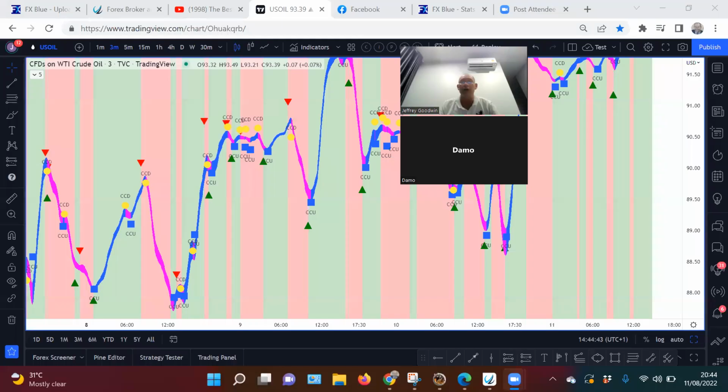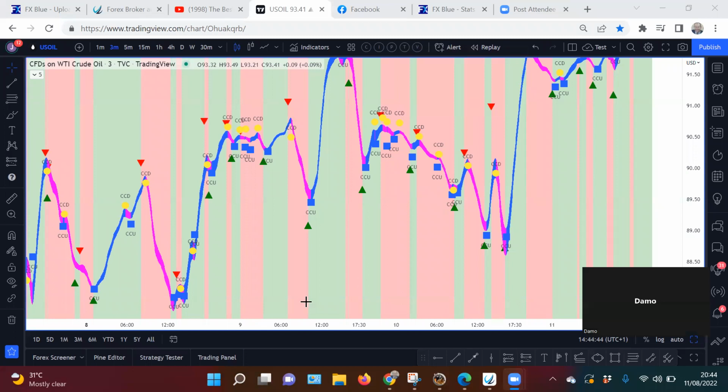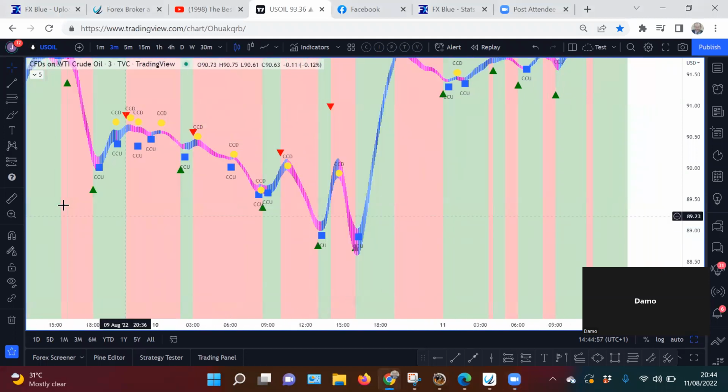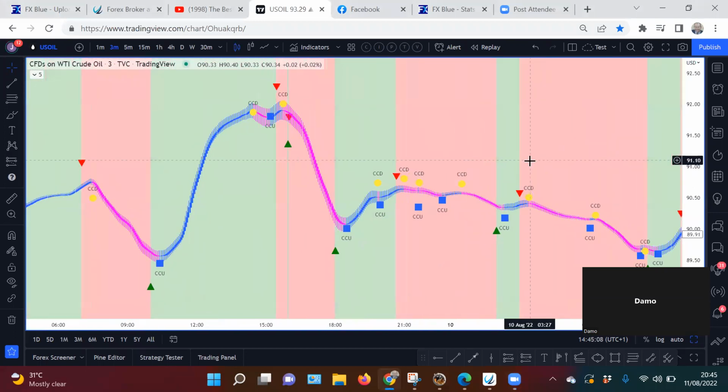So this is my chart, ladies and gentlemen. This is the original matrix set on the 1 hour time frame. And what I've got with US oil, 3 minutes, I've removed the candles and I've put a special sauce indicator, as you can see here.